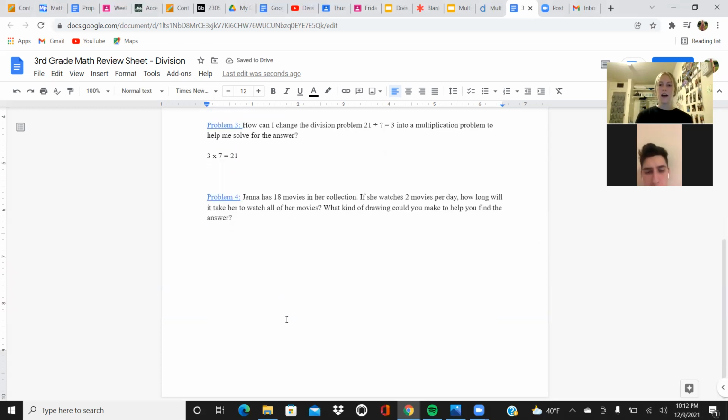Okay, can you read this last problem for me? Problem 4. Jenna has 18 movies in her collection. If she watches 2 movies per day, how long will it take her to watch all of her movies? What kind of drawing could you make to help you find the answer? Very good. Okay, so for this last problem, it wants us to make a drawing.